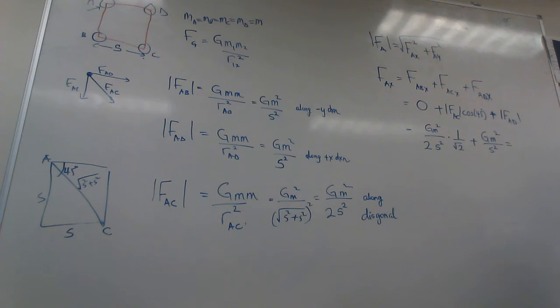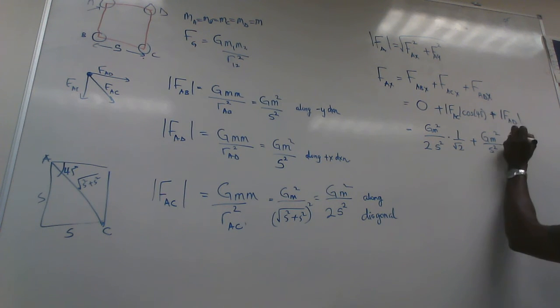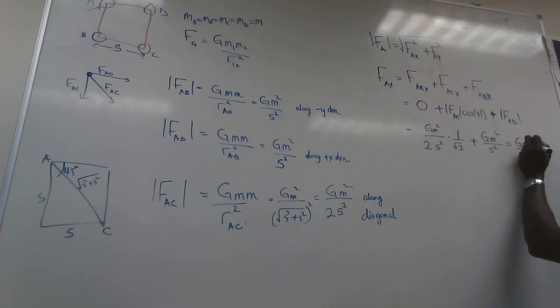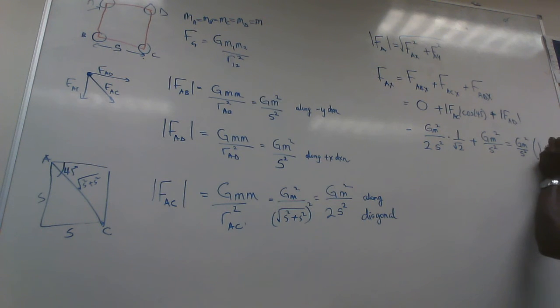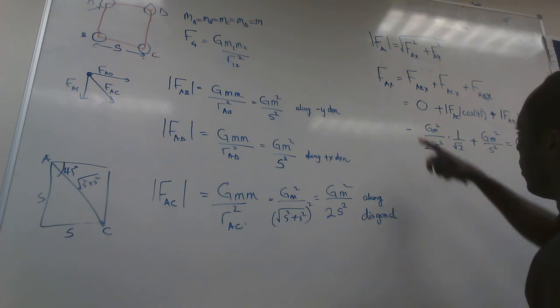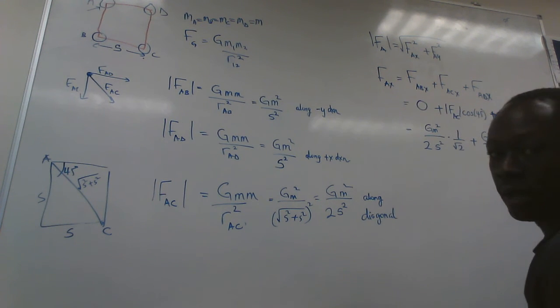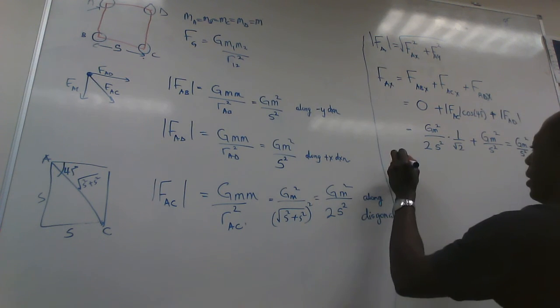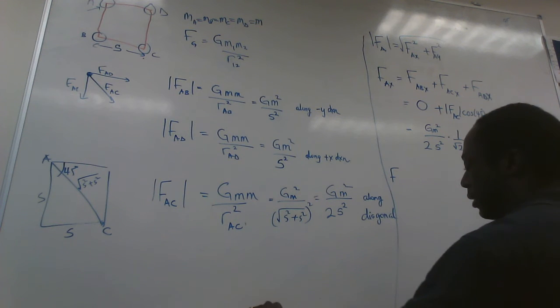So this simplifies to become GM squared over S squared multiplied by 1 plus 1 over 2 square root of 2. Alright, so now we have to find FAY. So let's put a divider here.